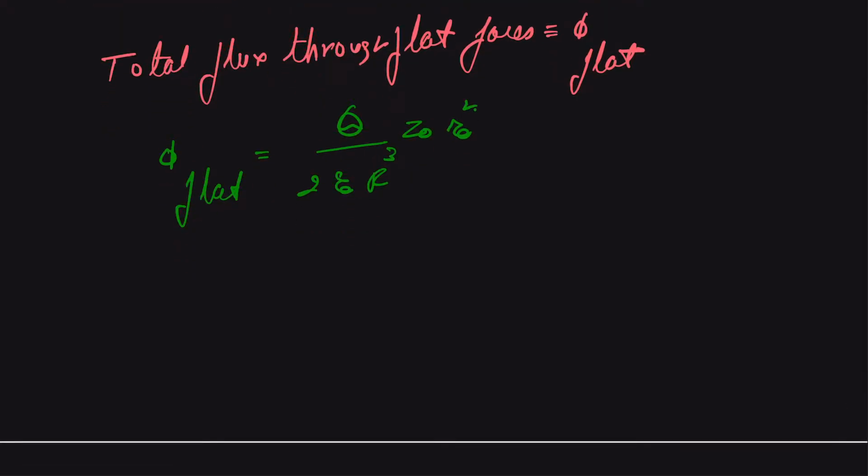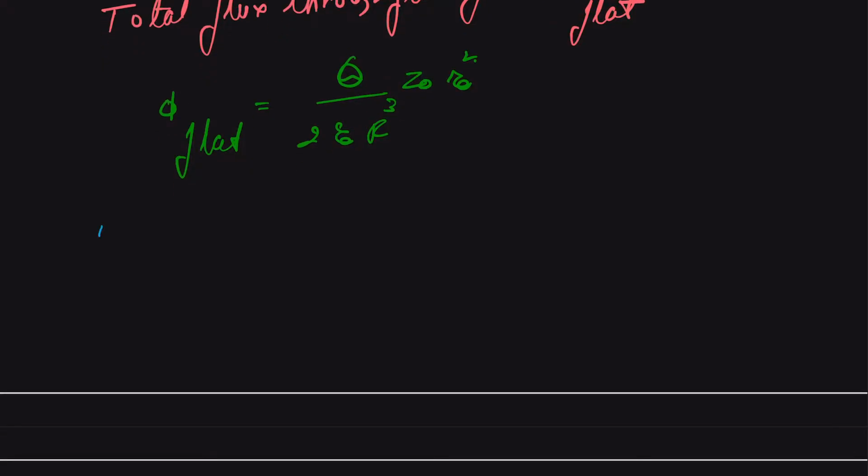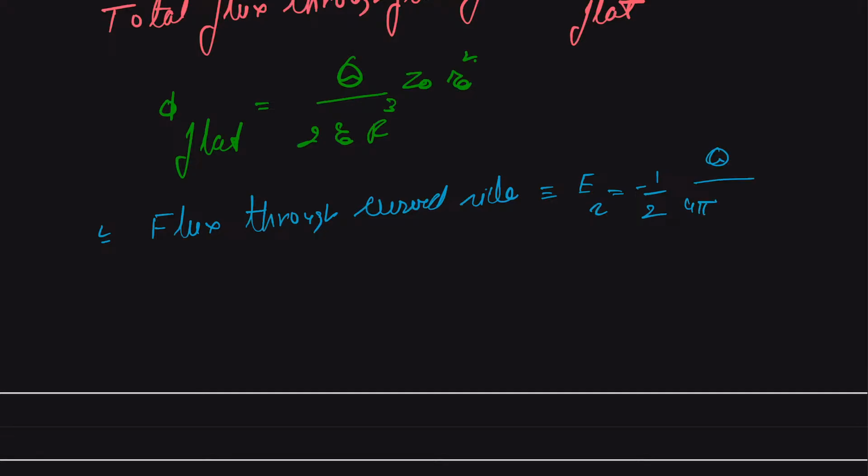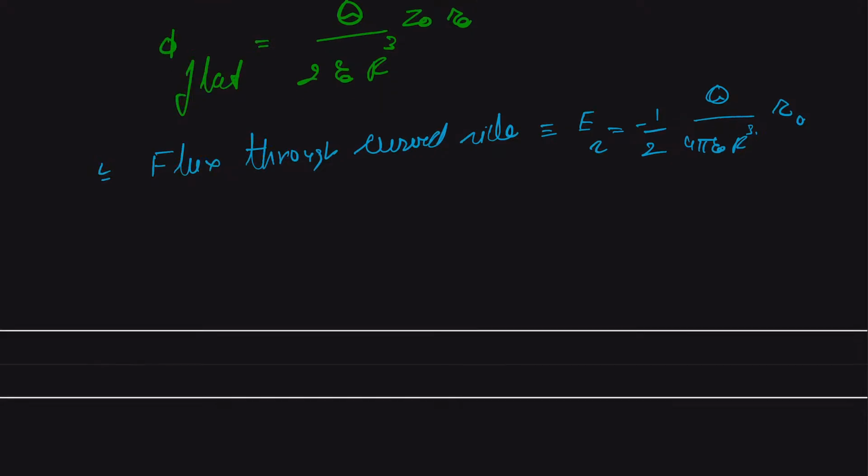Now we come to our flux through the curved side, which we count as radial, and for that we have the standard formula that is -1/2, and this is our q upon 4 pi epsilon naught r cube, and this is our r naught, and the side area element for a small element dA, that will be equal to 2 pi r naught multiplied by dz, that is a small element.